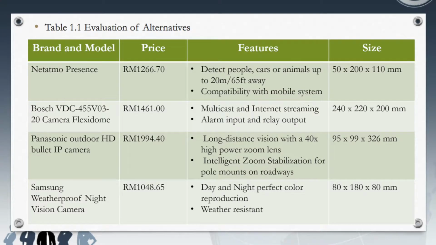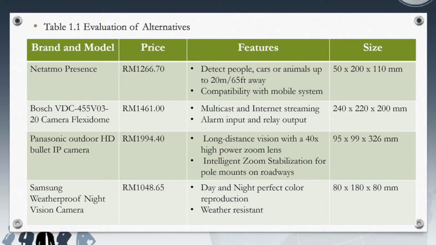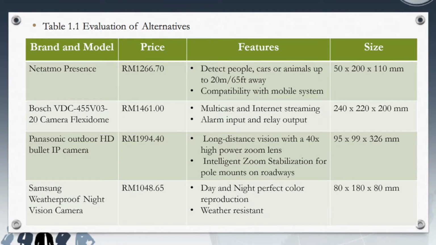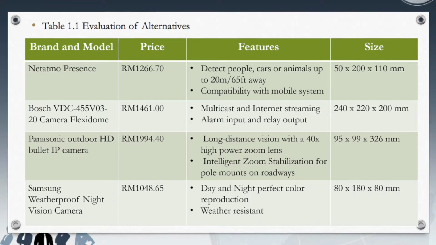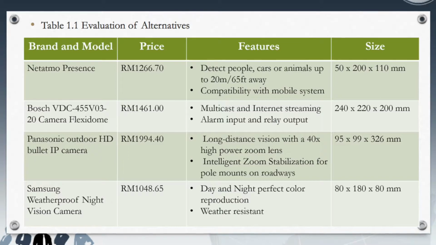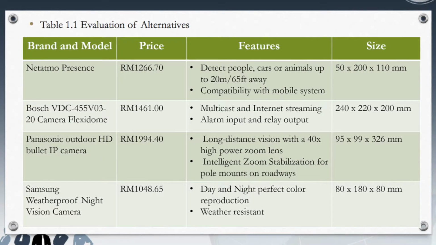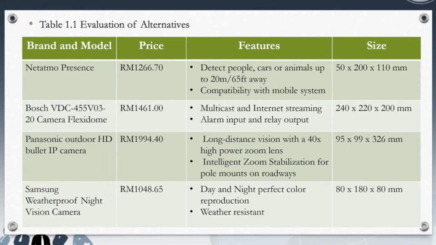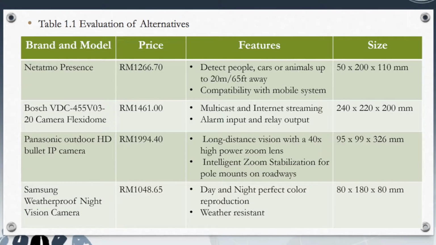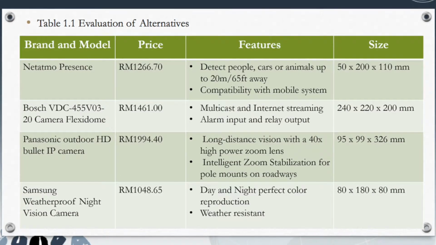Next is the Bosch VDC455 VO320 camera FlexiDome. It costs 1,461 ringgit. The recorded data in the CCTV can be sent across a computer network to several users at the same time, and it allows internet streaming. In addition, it comes with alarm sensors and relay output. Other than that, it is considered to be the biggest in size compared to the other CCTV brands.